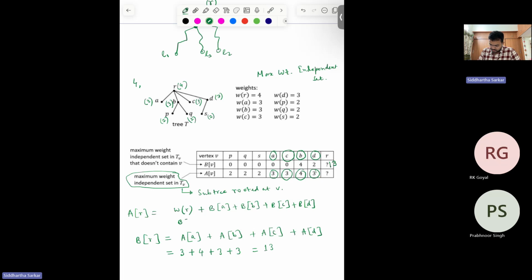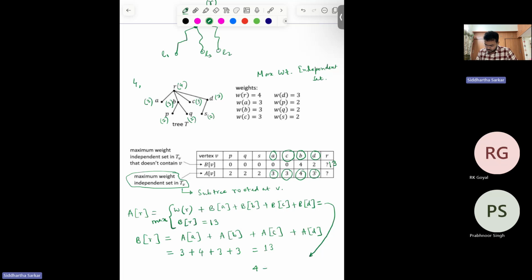Then br is the best you can do while not including r. So br you have already calculated. This is 13. Now we do not know what this is. The weight of r is 4. So I will do the calculation here.